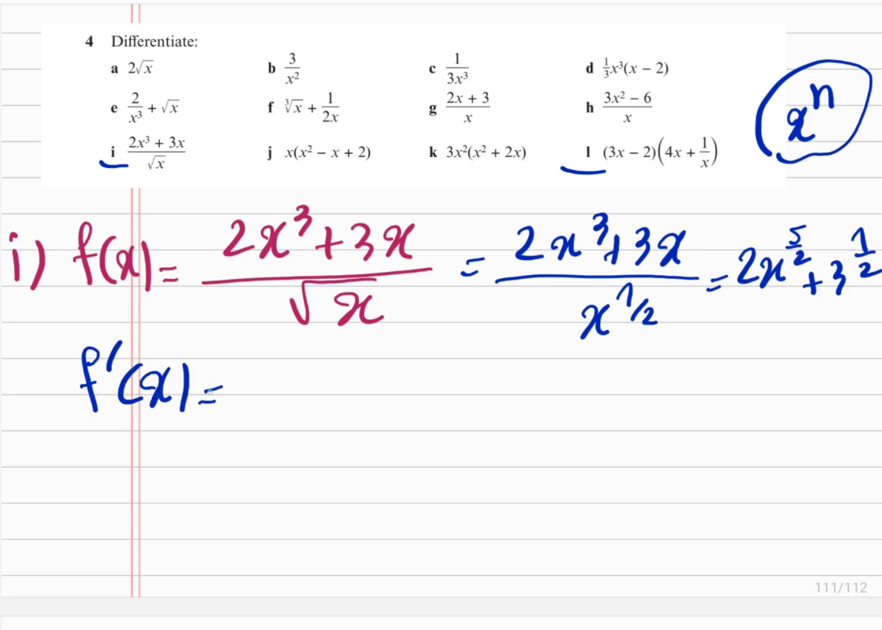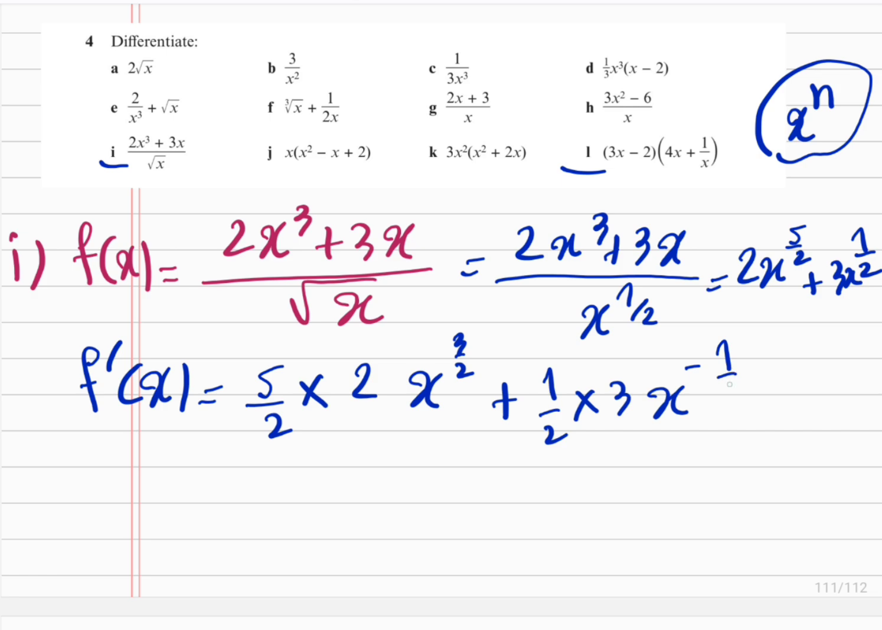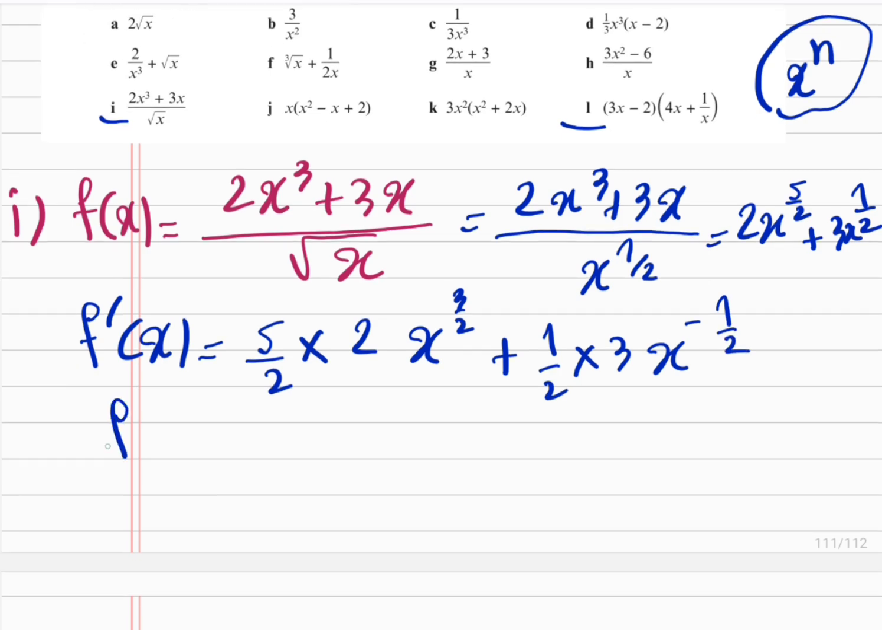So f dash x is equal to 2x to the power of 5 over 2. So 5 over 2 comes down as a coefficient times 2, and then we have x but power minus 1. So 5 over 2 minus 1 is simply 3 over 2. So this is the first term. And then for the second term, I forgot to write the x, so it's basically 3x to the power of half. So this becomes half comes down, and then we have 3 there, and then x to the power of a half minus 1 is minus half. So that's the power.